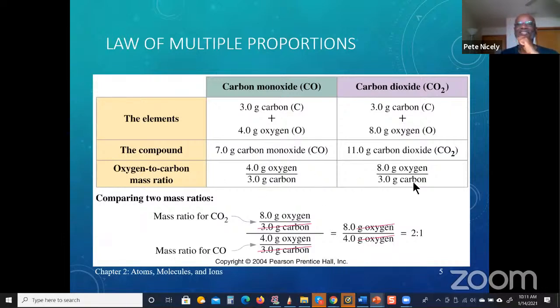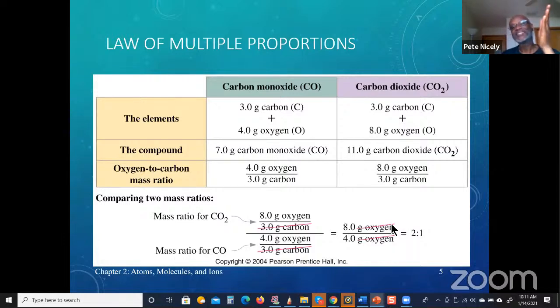That is what is done here, and that is what is done here. And then if you divide this mass ratio by this mass ratio, what you end up with is a 2-to-1 ratio, which basically represents the ratio of oxygens present in each compound, right? So that's what this law of multiple proportions is saying.